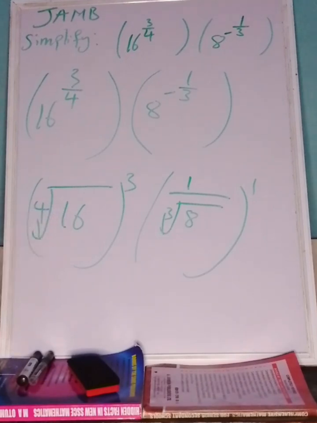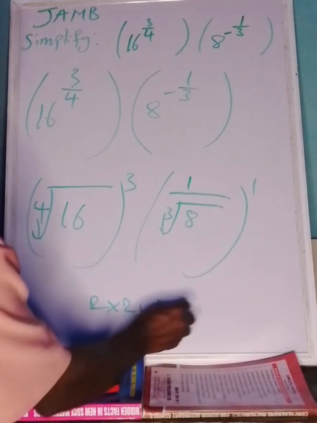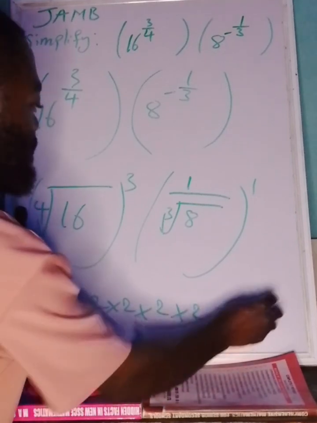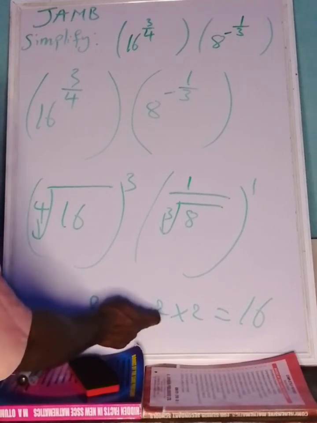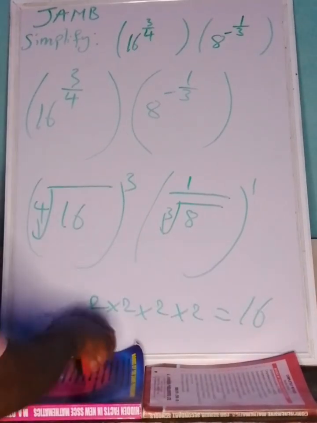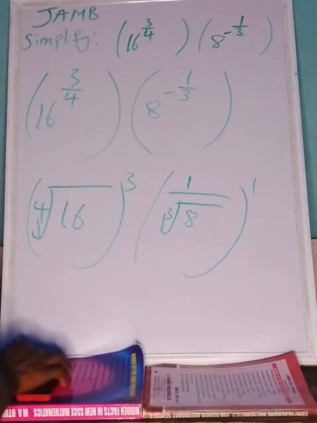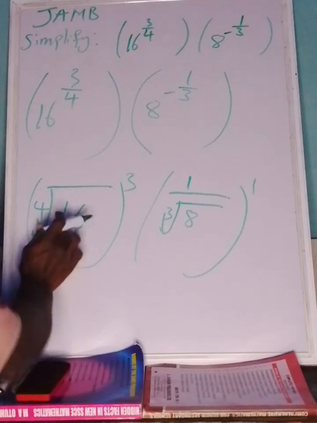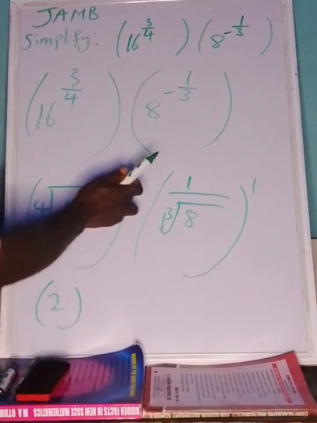Now, what is the 4th root of 16? The 4th root of 16 means the number that you will multiply by itself 4 times to get 16. 2 is that number. See, 2 times 2 times 2 times 2: 2 times 2 is 4, 4 times 2 is 8, 8 times 2 will give you 16. So 2 is the 4th root of 16. So we are going to remove that root sign, and our bracket is 2 raised to power 3.